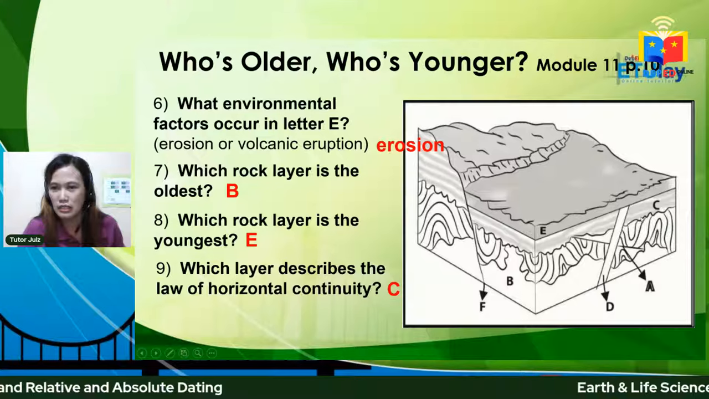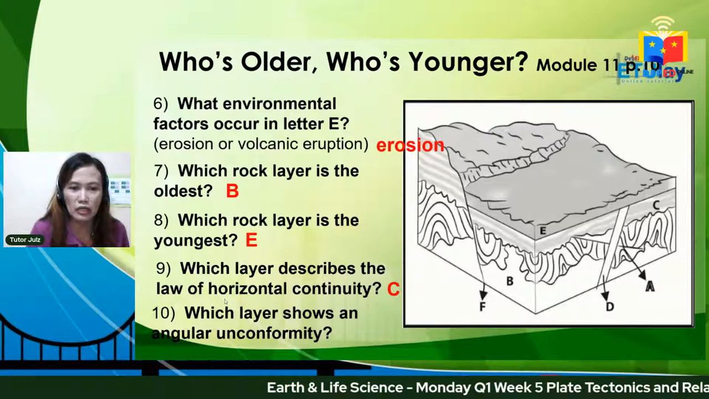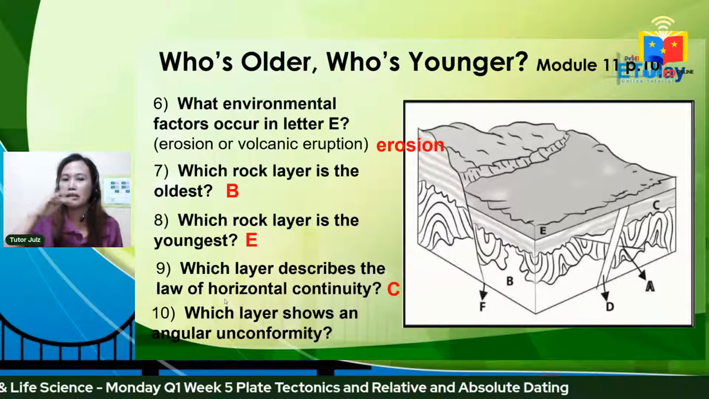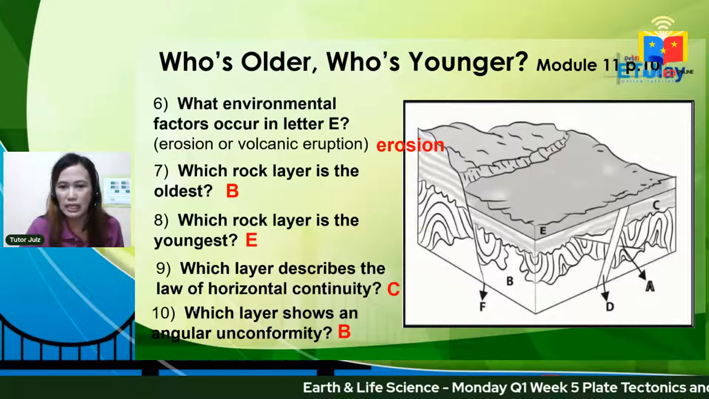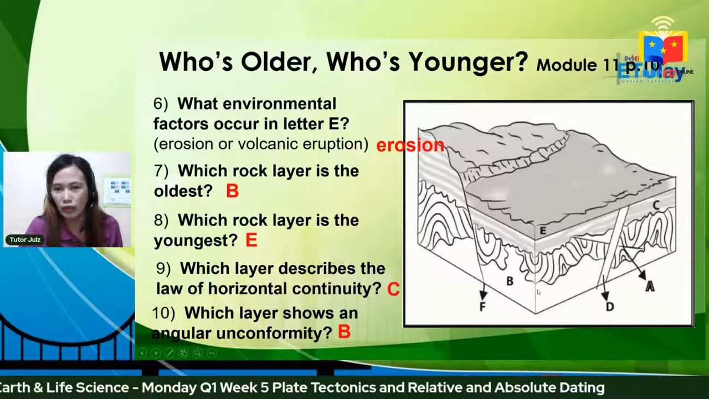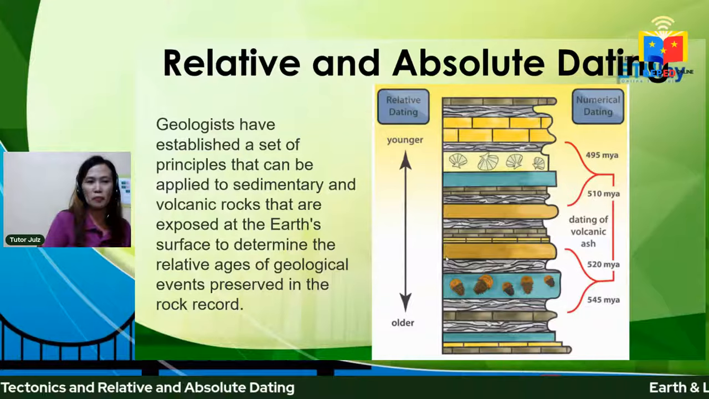For number 10, which layer shows an angular unconformity? So, there is a deformation of that rock because of the angular unconformity. So, in number 10, that is B. Okay? So, eto po. The irregular formation of the rock is because of erosion or other geological process. Okay, the last topic, the relative and absolute dating.